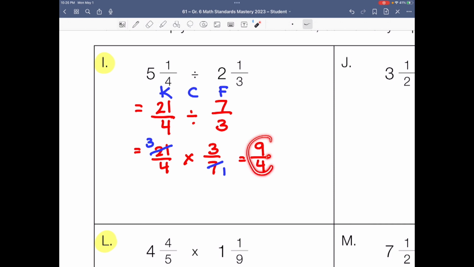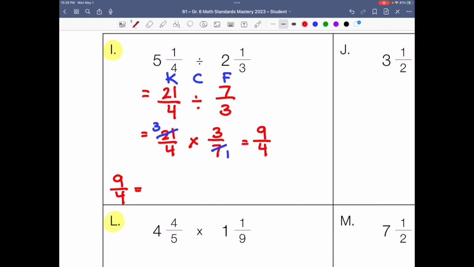So write down 9 fourths right over here. Here's 9 fourths equals, and we're going to break it up into 2 smaller fractions. So write down blank over 4 plus blank over 4. 9 divided by 4 does not divide evenly, but 8 divided by 4 does. So write down 8, and then find the missing number. 8 plus 1 more equals 9, so write down 1.